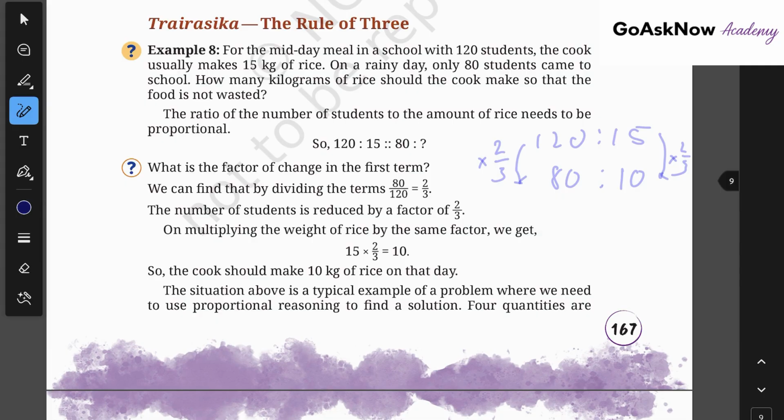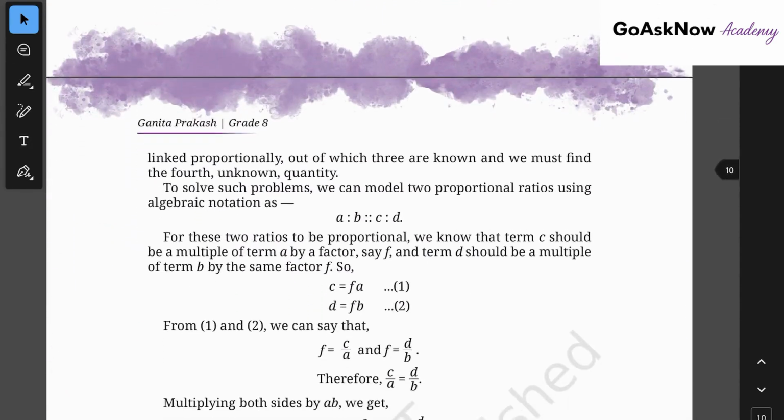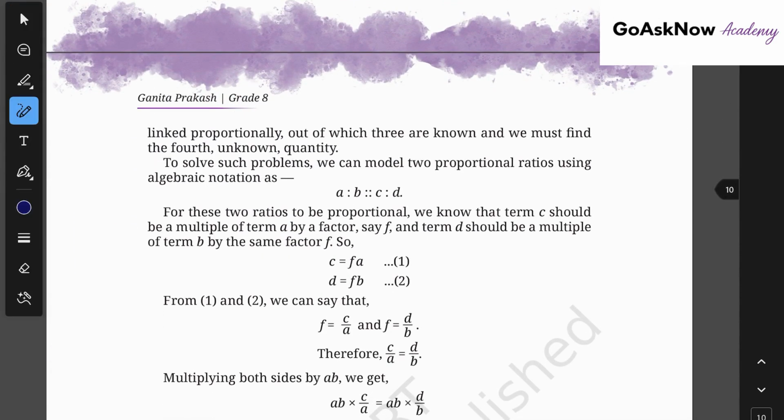As is shown here, we divide 80 by 120 to get 2/3. And then you do 15 times 2/3 to get 10. So the cook only has to make 10 kg of rice a day without it being wasted. The situation above is a typical example of a problem where we need to use proportional reasoning to find the solution. 4 quantities are linked proportionally, out of which 3 are known and we must find the 4th unknown quantity.